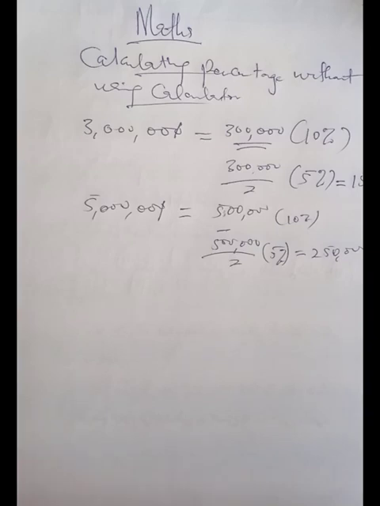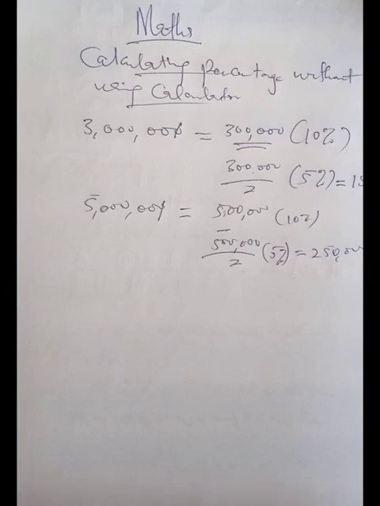If, for instance, the commission is 20%, all you just need to do after calculating your 10% is to times it by 2. Are you getting it? So it is very, very simple. With this logic, you'll be able to calculate percentage without using a calculator.